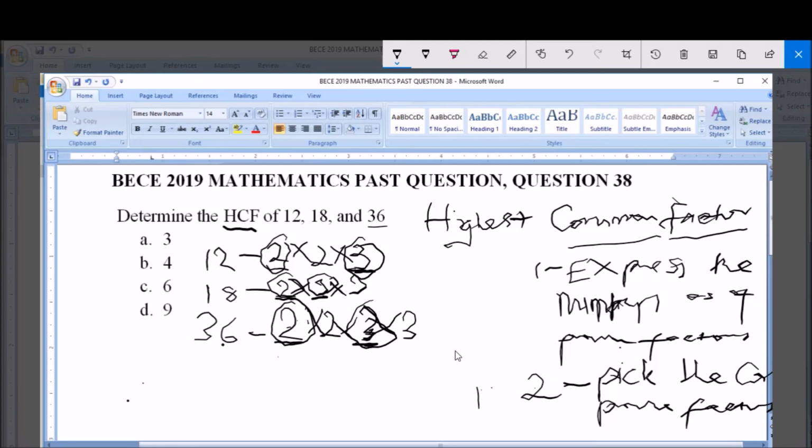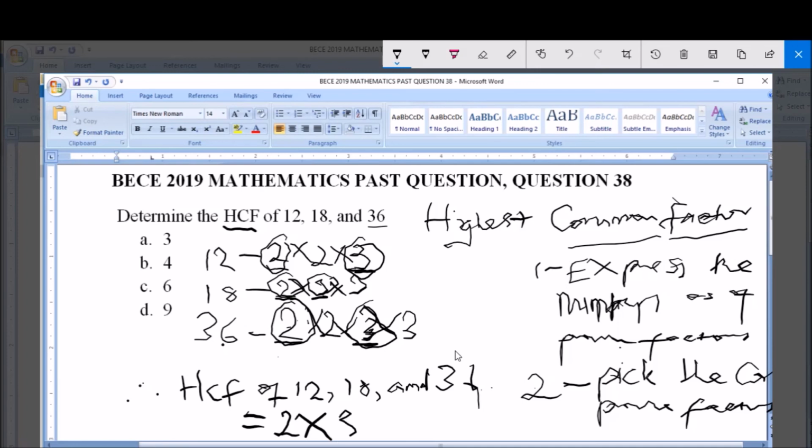So we pick them out and say therefore HCF of 12, 18, and 36 is equal to the common prime factors, which is 2, times the common prime factor we found, 3. This is equal to 2 times 3, which gives us 6. Therefore the HCF of 12, 18, and 36 is 6. Now 6 can go into 12 2 times, so it's a factor without remainder. 6 can go into 18 3 times, so it's a factor without a remainder. And 6 can go into 36 6 times, so it's a factor without a remainder.